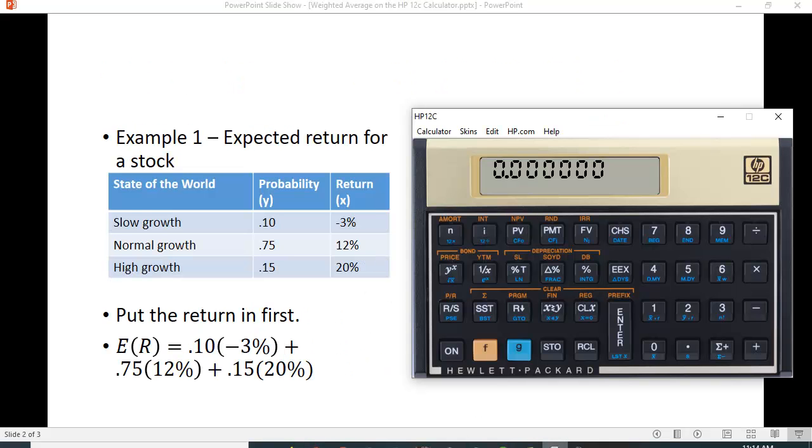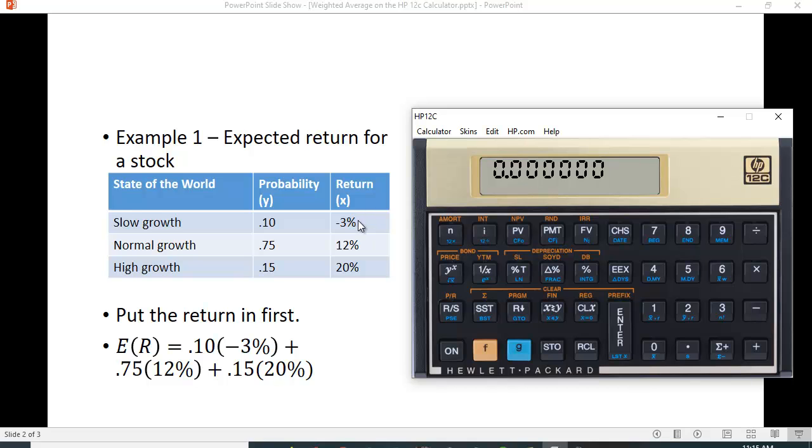So let me get my calculator back here. So I have this information here. We want to find the expected return for a stock. And we have different states of the world and probabilities associated with each state and returns associated with each state. Now, normally you do the calculation by typing in 10% or 0.10 times minus 3%, and then you'd add it to 0.75 times 12%, and then add that to 0.15 times 20%. But you can do that here in your financial calculator.